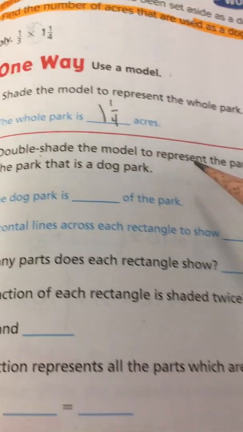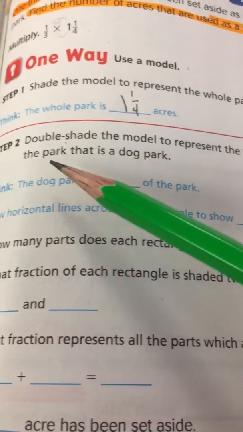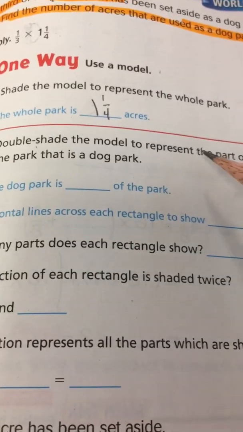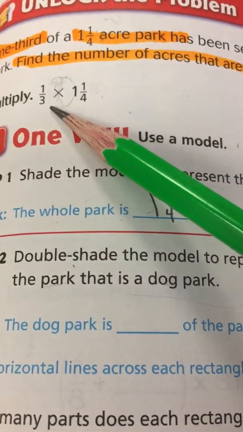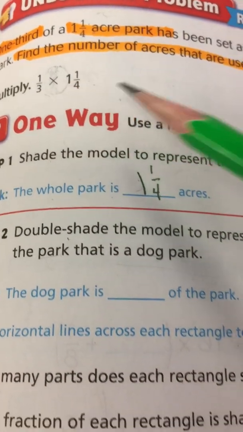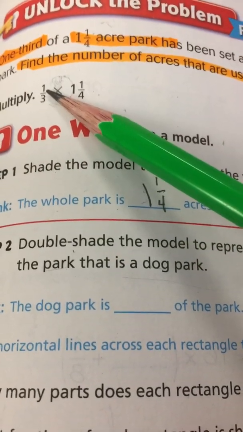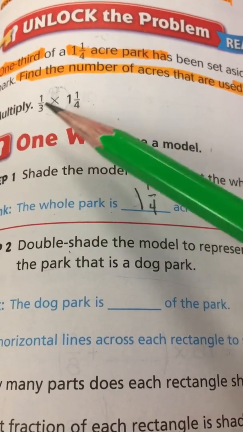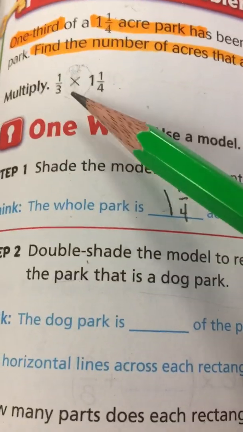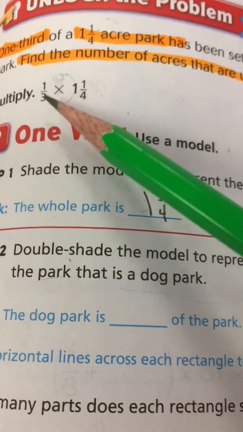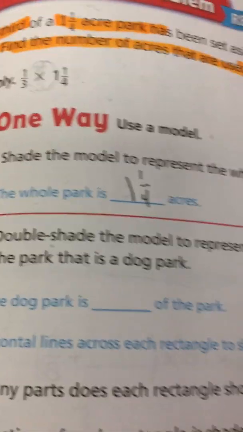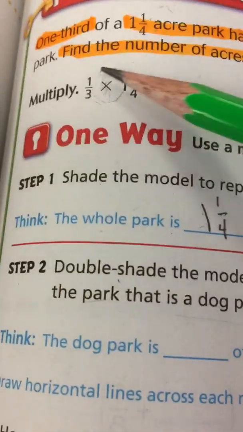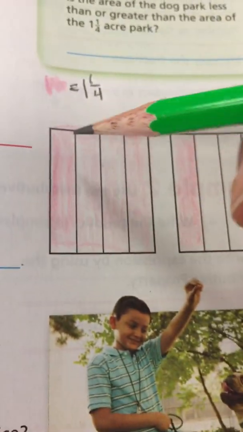Double shade the model to represent the part of the park that is a dog park. Now remember, the dog park is only 1/3. So that means you're going to fraction off or divide the whole into 3 parts, because the denominator tells us how much we're going to part a whole, fraction off a whole. Since it's a 3, we're going to fraction off the whole into 3.